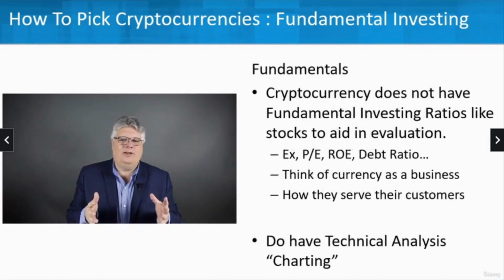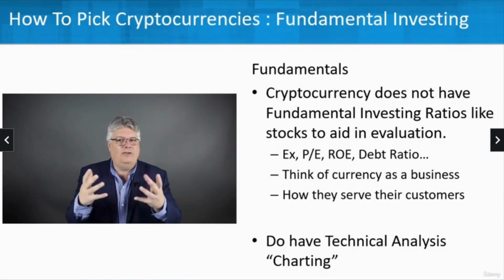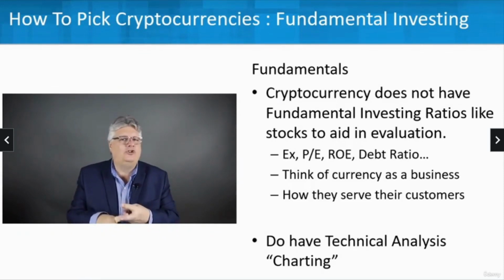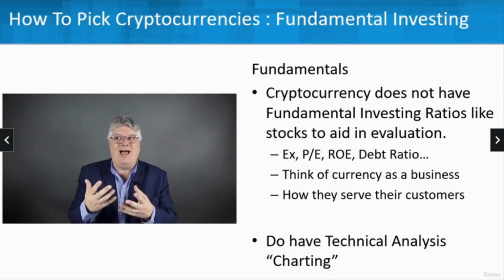So if we think about fundamentals, the thing is with cryptocurrency, it doesn't have fundamental investing ratios like, let's say, the stock market does that aid in evaluation. So if you're in a stock market, you're evaluating companies around all these things we talked about from a fundamental standpoint: brand name, first mover advantage, competitive advantage. But then you're also going to look at valuation and these ratios. You've probably heard of some, like price to earnings ratio, or return on equity, or debt ratio, or dividend ratios, all this different type of ratio stuff that's out there. And cryptocurrency doesn't have that, right? They don't have earnings.